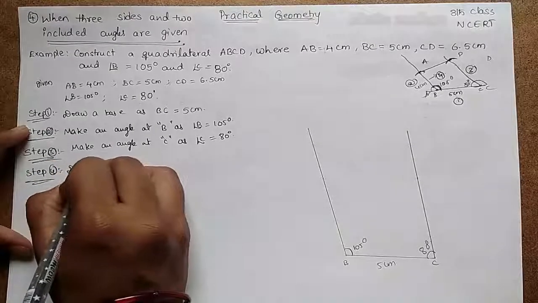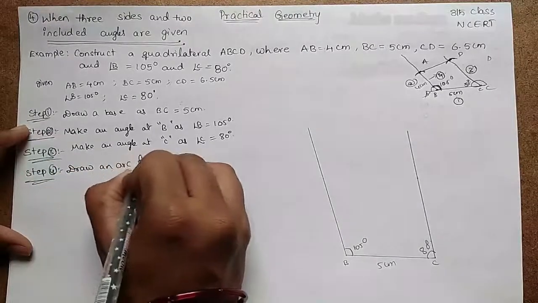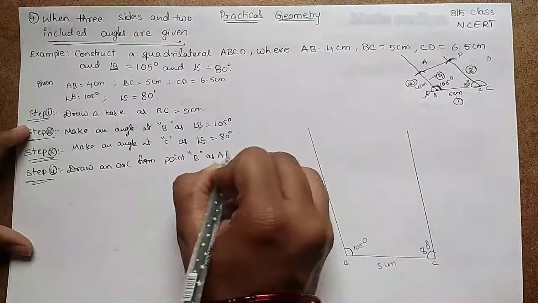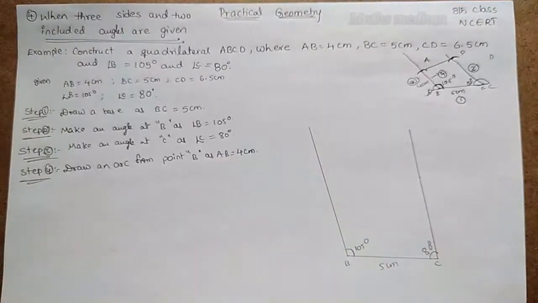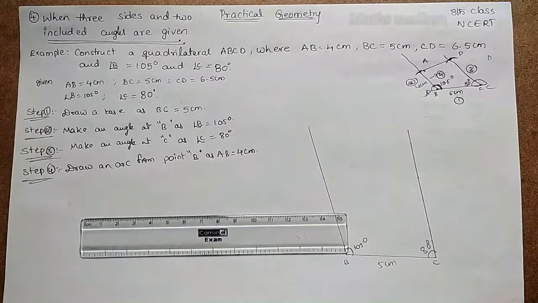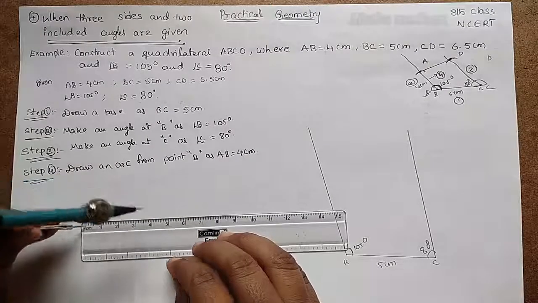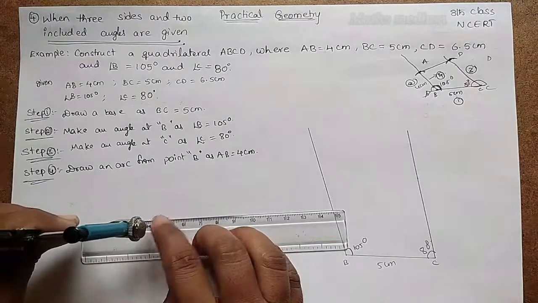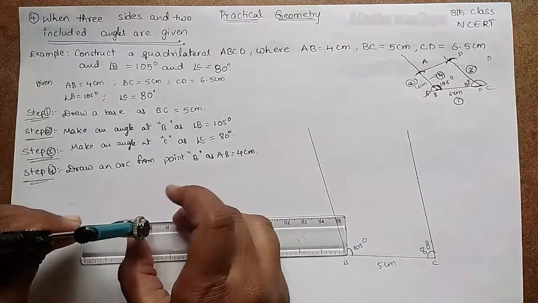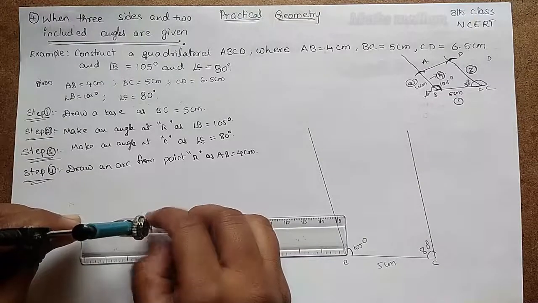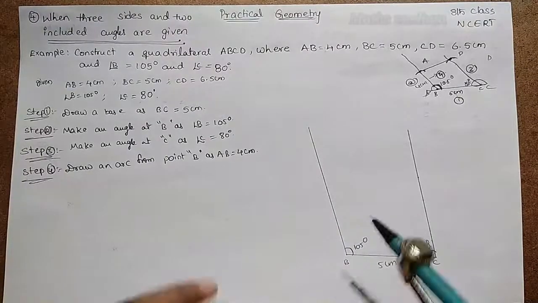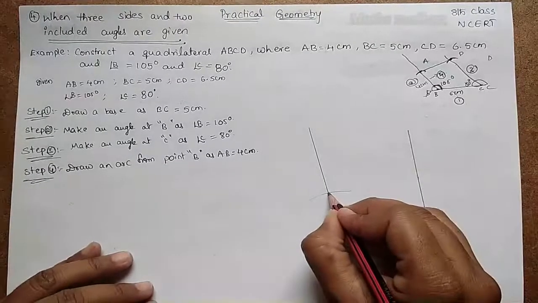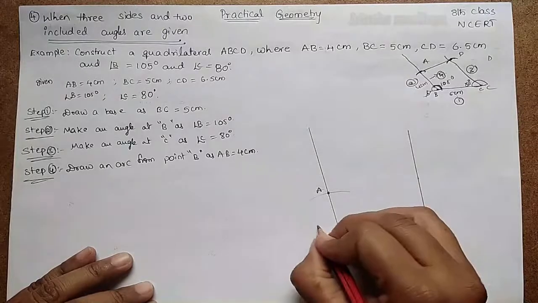So draw an arc from point B as AB is equal to 4 centimeters. So now take the help of scale and construct a measurement with the 4 centimeters. Make sure that there is no position error when pointing a compass or a scale also. So this is 4 centimeters. And from point B, make an arc as A. So that point as A. So this is A with 4 centimeters.